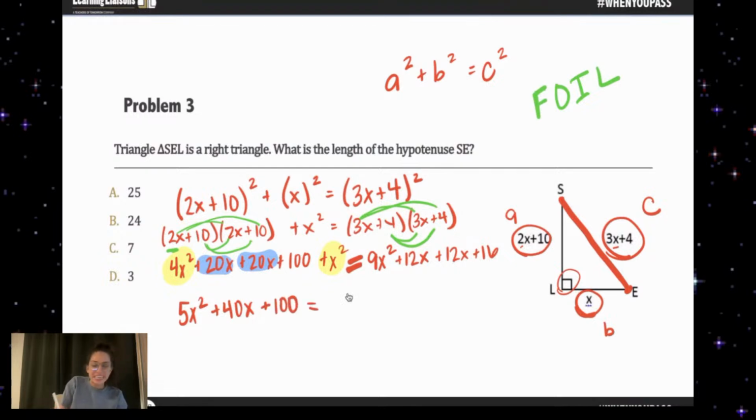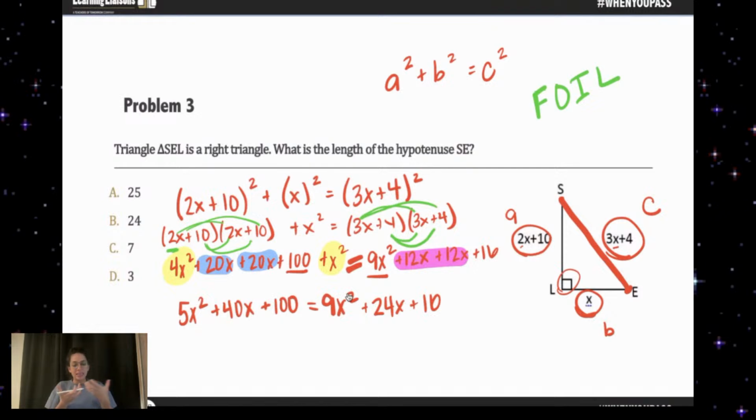Equals, there's nothing to combine with the 9x squared, so it's just 9x squared. 12x plus 12x is 24x. Plus 16. Y'all, I am not using a calculator. I have not used this calculator yet. Keep that in mind. All right, now I've combined everything that's like terms.